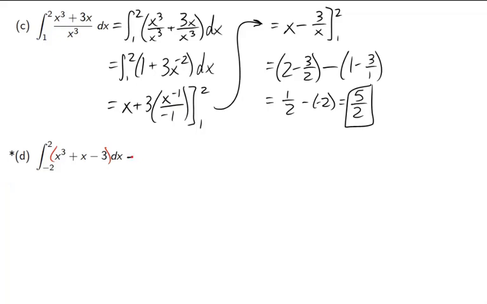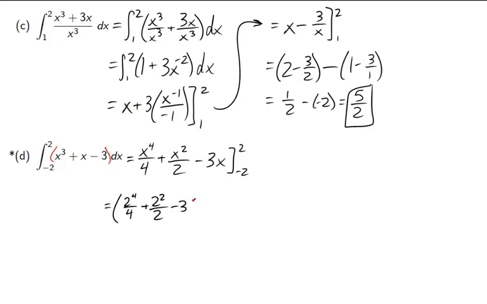Let's go over it. The integral of x cubed is x to the 4th over 4. Integral of x is x squared over 2. And the integral of 3 is 3x. We're evaluating that from negative 2 to 2. So let's plug it all in. I get 2 to the 4th over 4 plus 2 squared over 2 minus 3 times 2, minus negative 2 to the 4th over 4 plus negative 2 squared over 2 minus 3 times negative 2.